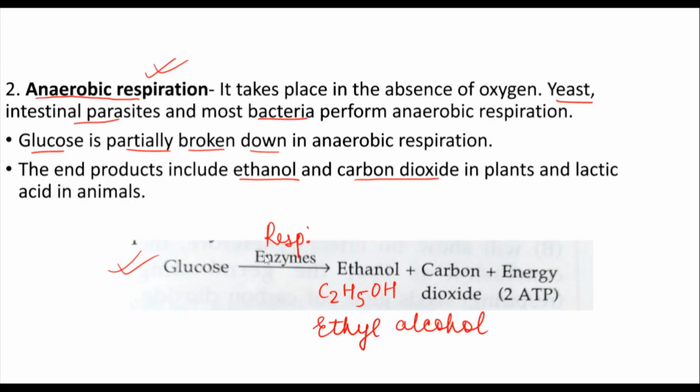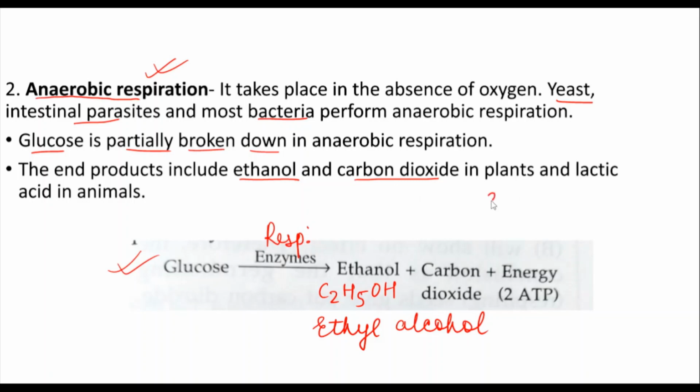So glucose is incompletely broken down into ethanol, carbon dioxide and energy. How much energy, beta? Just 2 ATP. So very less energy as compared to aerobic respiration.